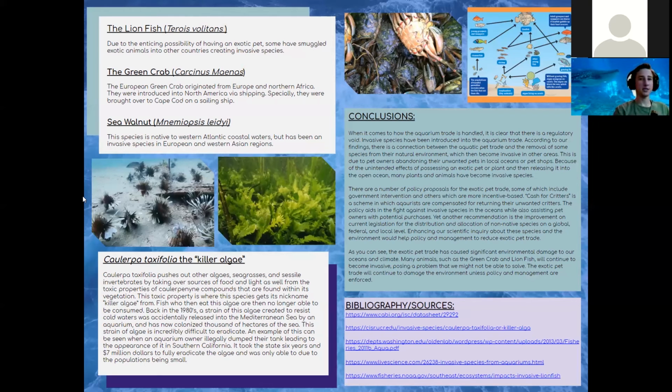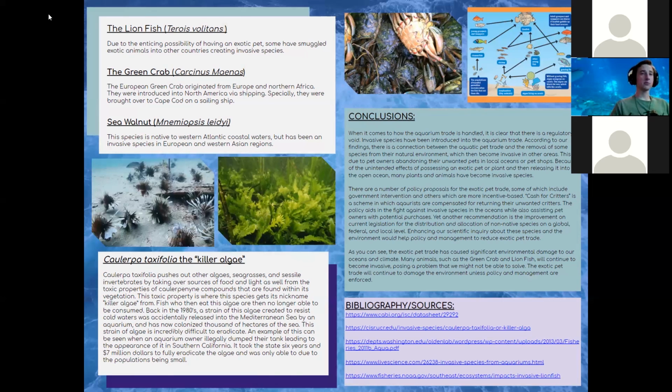This policy aids in the fight against invasive species in the ocean while assisting pet owners who may have these animals and do not know what to do. Instead of dumping them in the ocean, they can give them to a site where they will be properly taken care of. It also enhances our scientific inquiry about these species and the environment. And these policies, therefore, would help us make sure that the aquarium trade is under control. We can restore our ecosystems to a better habitat.